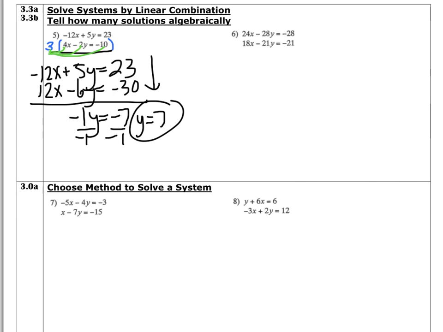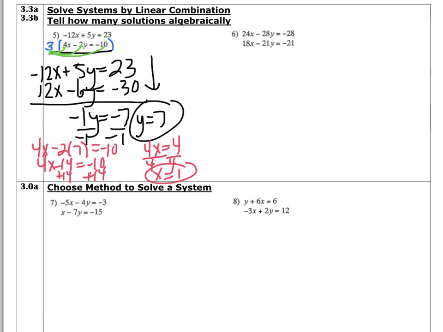Now you want to find its corresponding x. So take the y value of 7 and put it either here or here. I'm going to use the second equation because they're smaller numbers. So that would give me 4x minus 2 times the 7 equals negative 10. It's 4x minus 14 equals negative 10. I need to move the 14, so I add 14 to both sides. That's going to give me 4x equals 4. Wrap it up by dividing by 4.